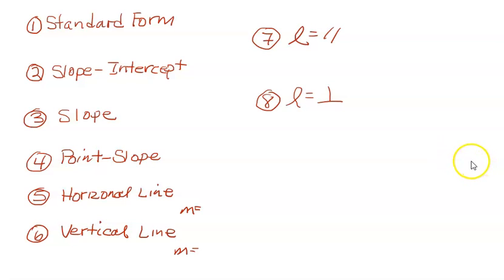Okay, what I'd like you to do is pause it here, and then write the standard form of the linear equation in two variables and slope-intercept, the slope formula, point slope, formula for a horizontal line, formula for a vertical line, and then give the parameters for lines that are parallel and lines that are perpendicular. We'll pause here for a moment and then check it out.